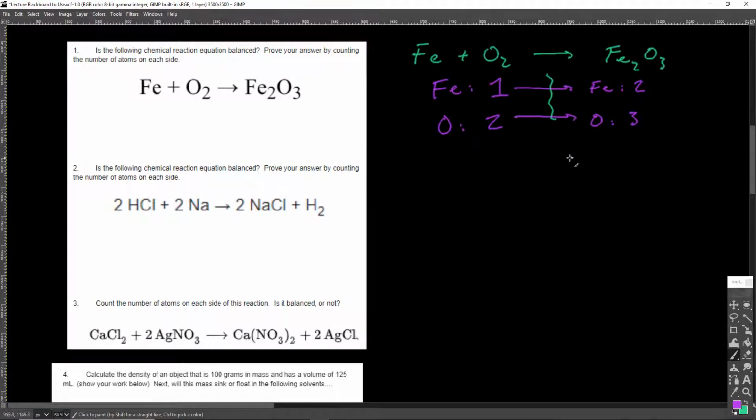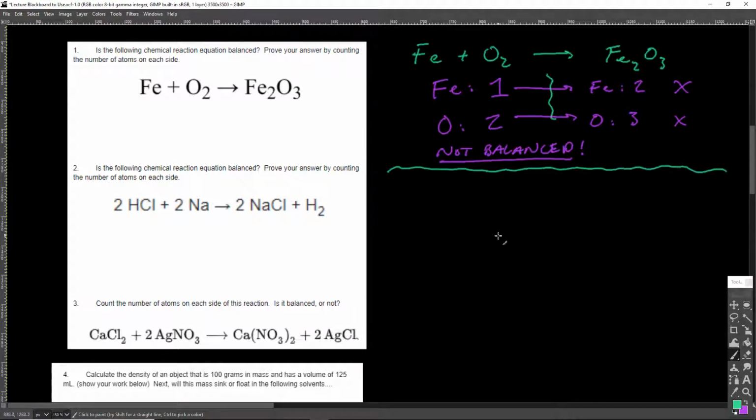Okay? We're asking ourselves, are the number of atoms on each side the same? The number of irons are not the same. Nope. Are the number of oxygens the same? Nope. This guy is not balanced. Okay, that's it. That's all you're gonna have to do in eighth grade. You will not have to balance them like we were doing in class.